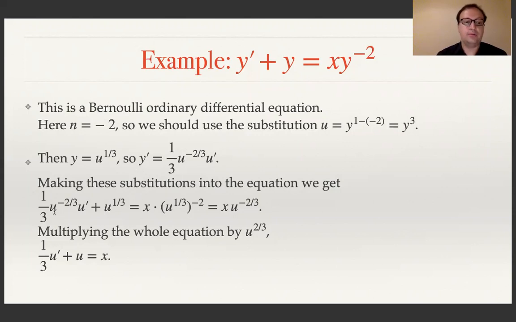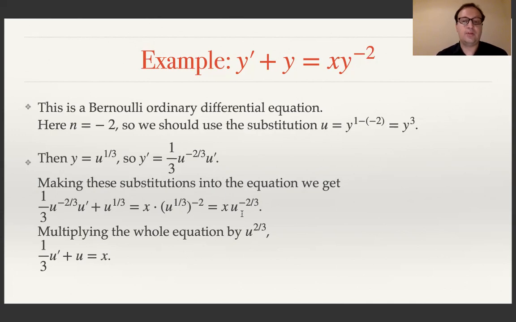So let's do the replacement. Y prime is 1/3 u to the minus 2/3 u prime, and then plus y, which is u to the power 1/3, is equal to x times y to the minus 2. So this is u to the power 1/3 raised again to the power minus 2, or u to the power minus 2/3, because the powers multiply. 1/3 times minus 2 is minus 2/3.